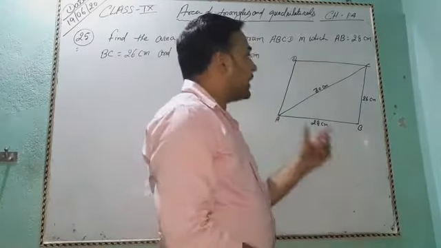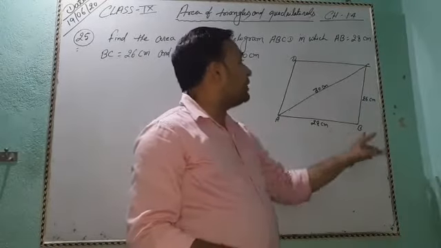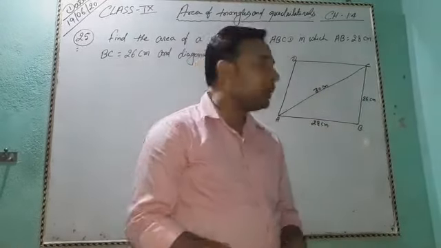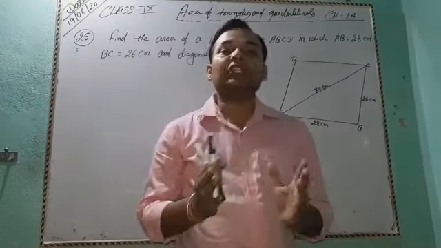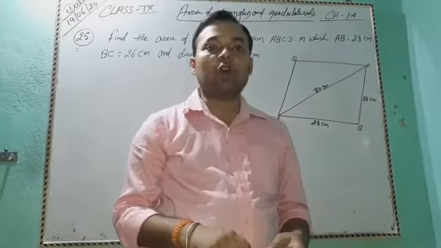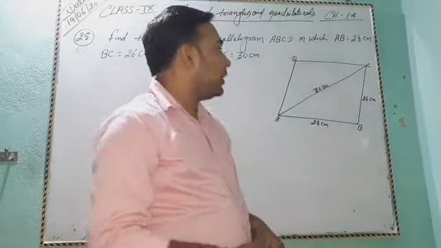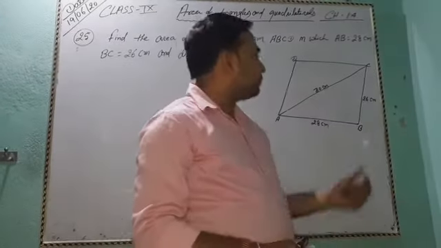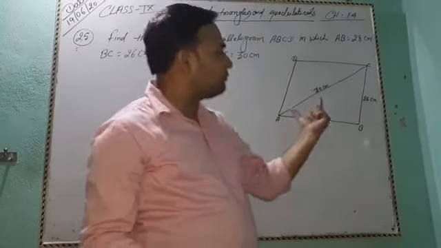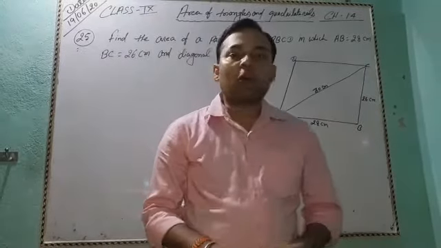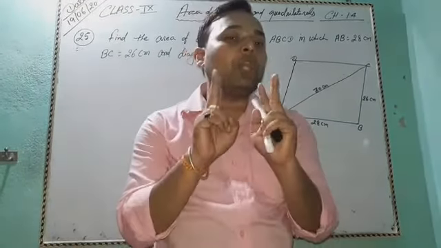Second, opposite angles are equal in a parallelogram. Angle A equal to angle C and angle B equal to angle D. Okay, and the diagonals of a parallelogram bisect each other. And last, a very important property of the parallelogram is that a diagonal of a parallelogram divides the parallelogram into two equal triangles.